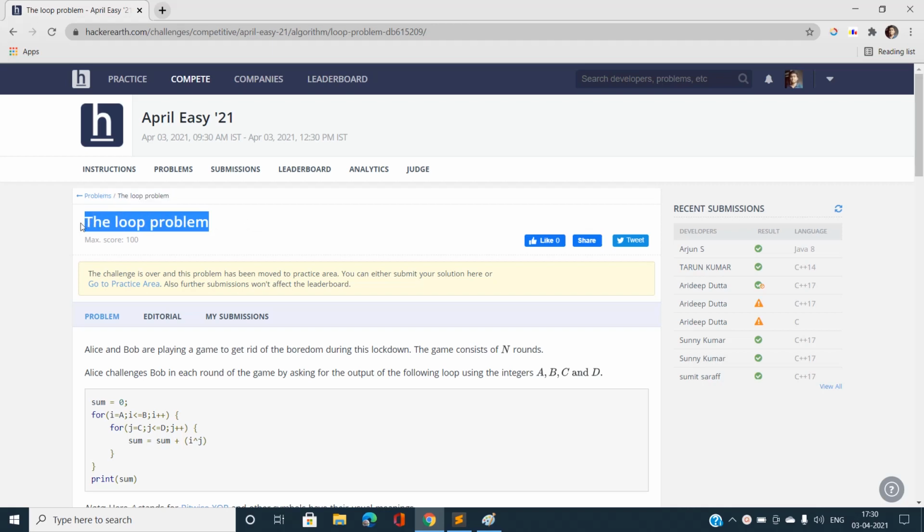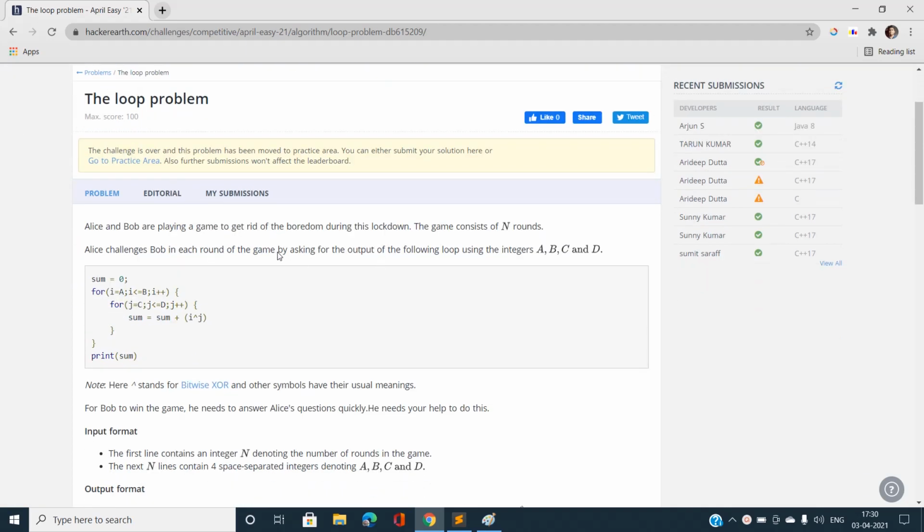Problem. Okay, so the problem name is the loop problem, and it will be from April Easy 2021 Hackathon. Okay, so let's discuss the problem now.